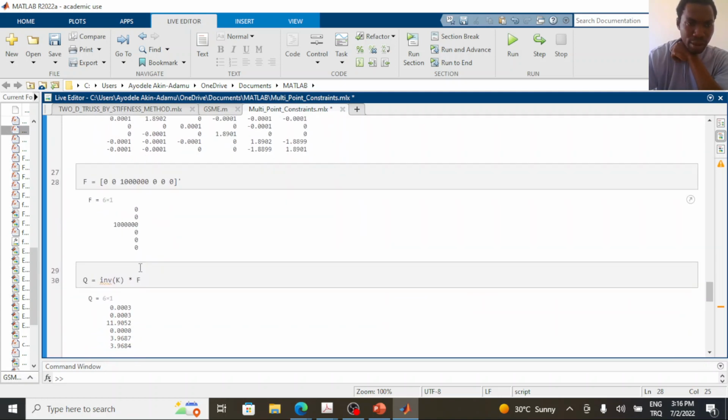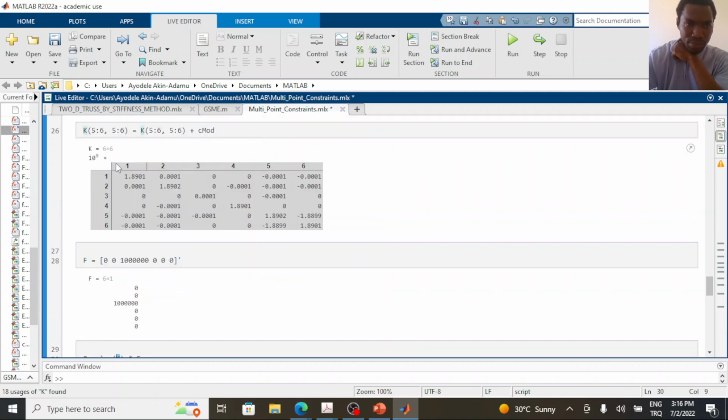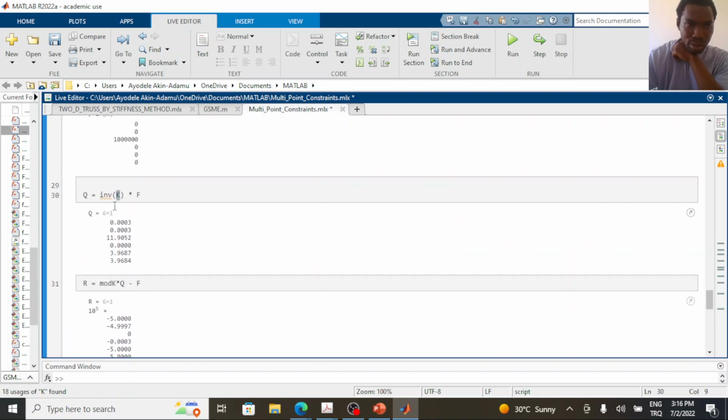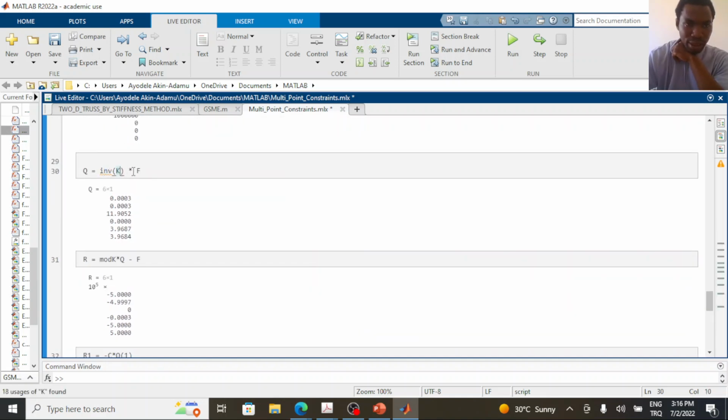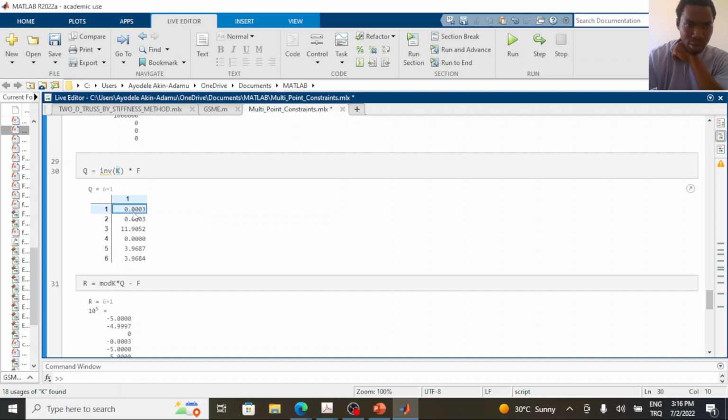So once this is defined, we can calculate our displacement quantity just by inverting our modified matrix and multiplying by F. K is our modified matrix, which is this matrix here. So this inverse function here inverts K and multiplies by F. So this is the displacement quantity, and the unit of the displacement quantity is in millimeter. So this here is 0.0003 millimeter.